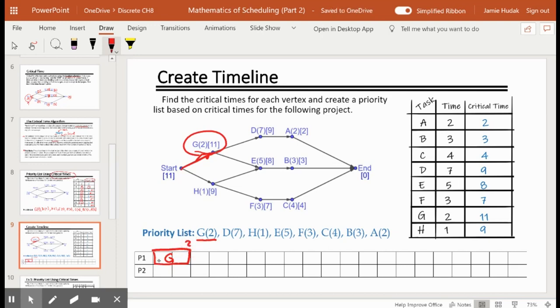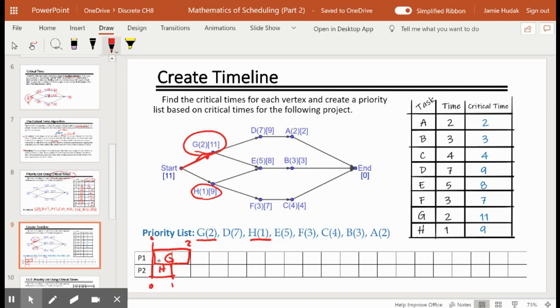Next is D. I see I can't do D until G is finished. I'm looking for something to schedule at time 0 for the second worker. So I skip over this and look at H. I say, can I schedule H right away? Yes, we can. It's connected to start. That's 1 unit of time. H is done.